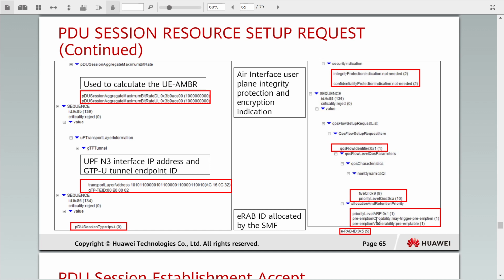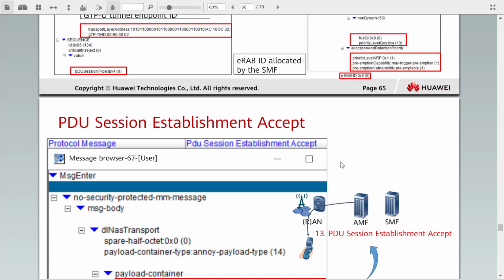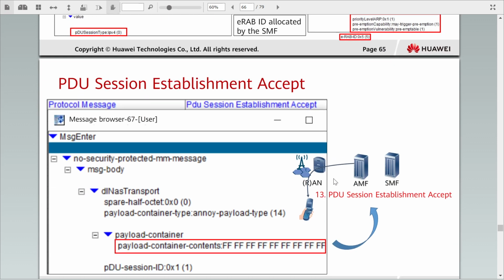Okay, so this is the priority level ARP values, allocation and retention priority, which will tell the AMF what is being configured. So it should be checking whether there's any congestion or not, and whether it should discard the packet or keep the packets. Okay, accept message, then the UE will receive the PDU session establishment accept message.